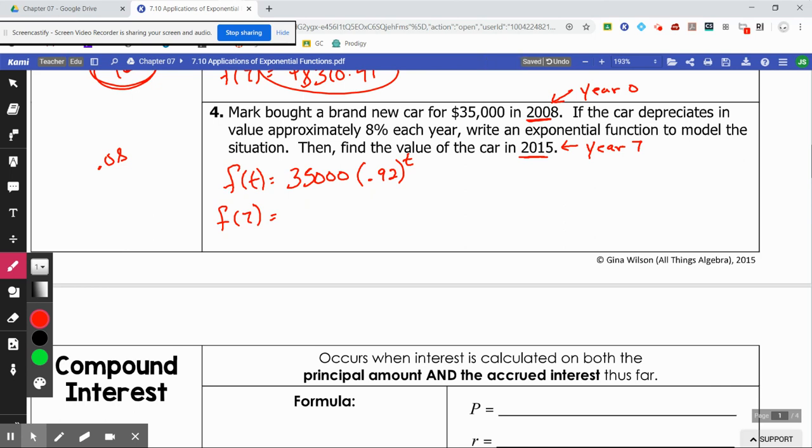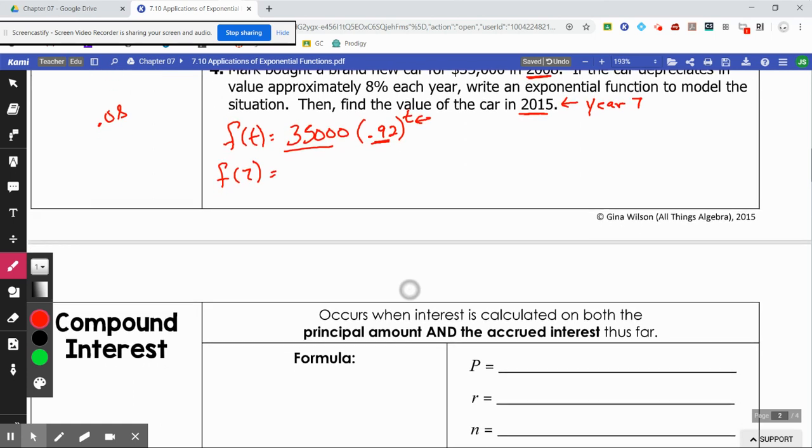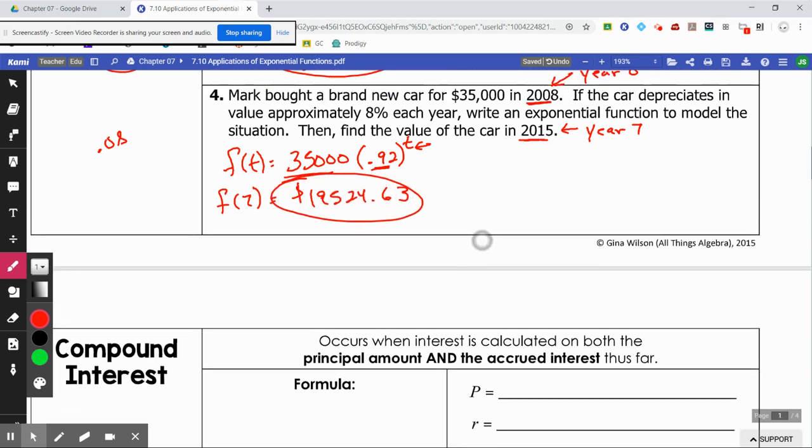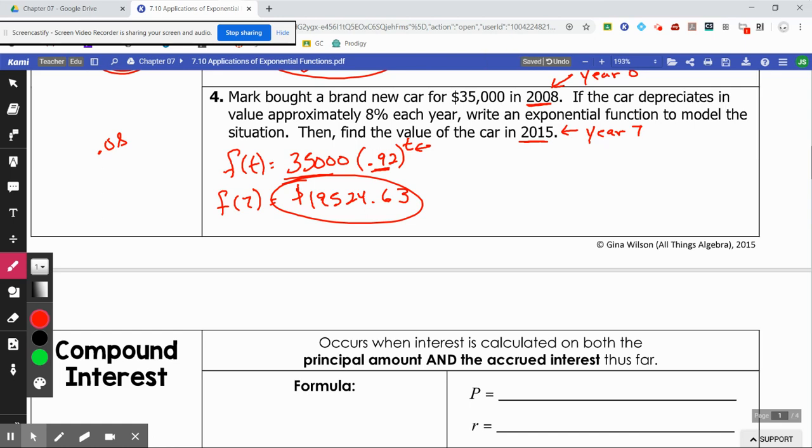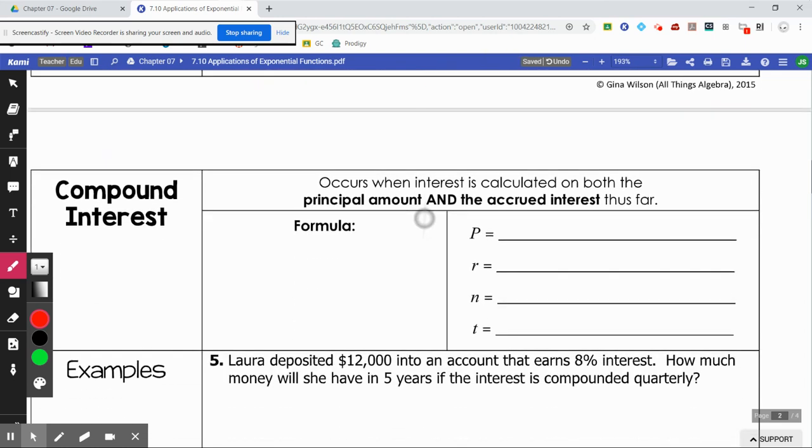That's your 0 year. So we're going to do 35,000 times 0.92 to the 7th power. And what that's going to do is find 92% 7 times. And we're going to get a final answer of $19,524.63. So the car has nearly depreciated to half of its value after those 7 years.